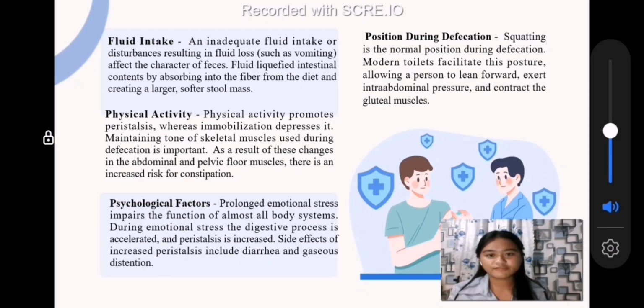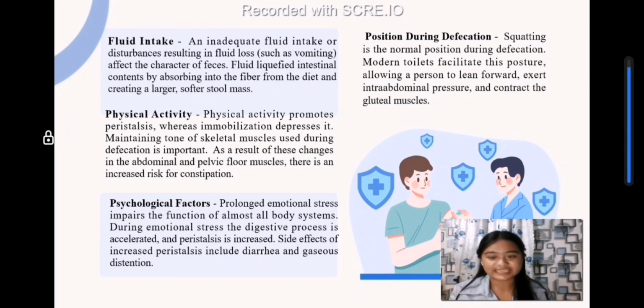Next is physical activity. Physical activity promotes peristalsis, whereas immobilization depresses it. Encourage early ambulation as illness begins to resolve, or as soon as possible after surgery, to promote maintenance of peristalsis and normal elimination. Maintaining tone of the skeletal muscles used during defecation is important. Weakened abdominal and pelvic floor muscles impair the ability to increase intra-abdominal pressure and control the external sphincter. As a result of these changes, there is an increased risk of constipation.